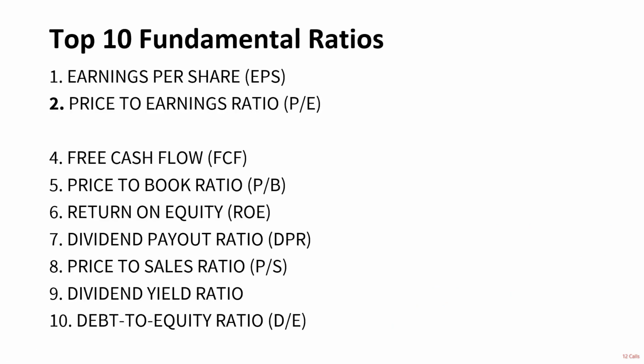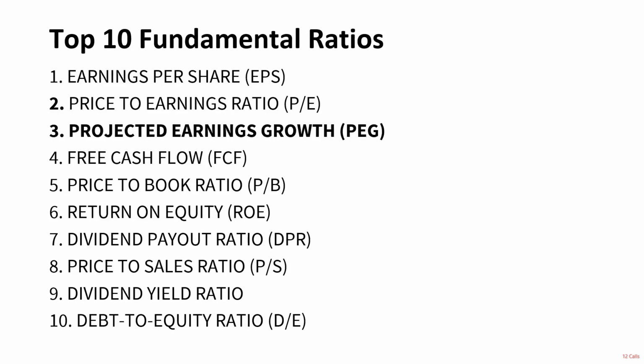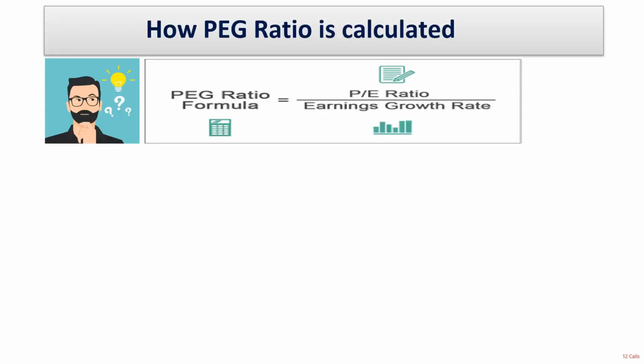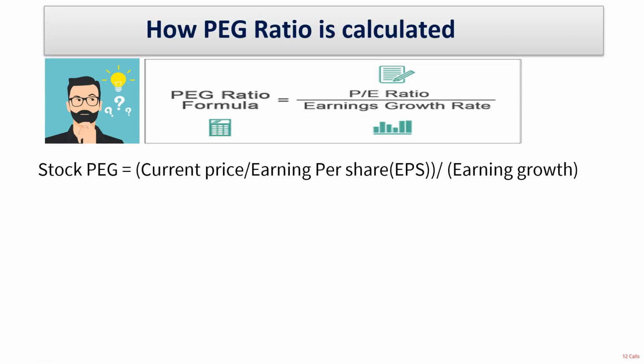So we have already covered EPS and PE, and today we are going through PEG, the projected earning growth ratio. So what is PEG and how is it calculated? PEG ratio is defined as PE ratio divided by earning growth rate. So stock PEG is current price divided by earning per share, EPS, divided by earning growth.